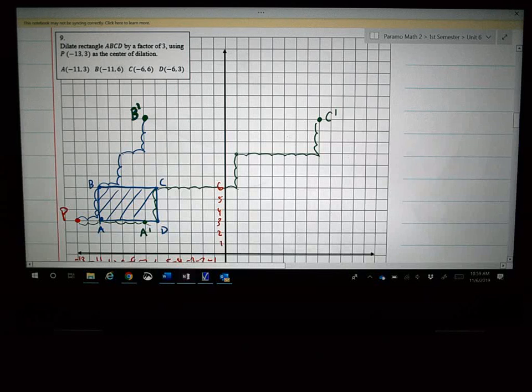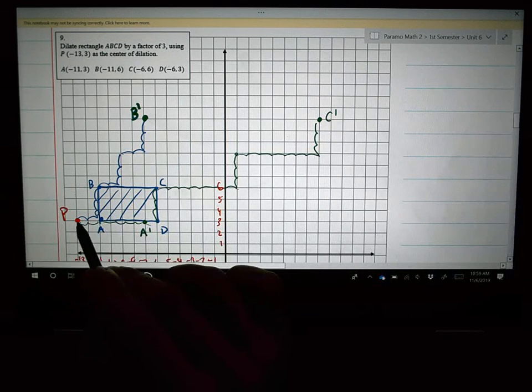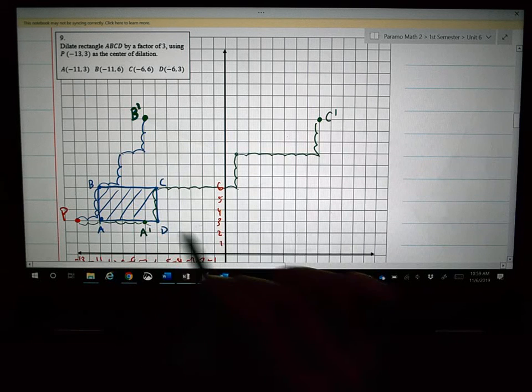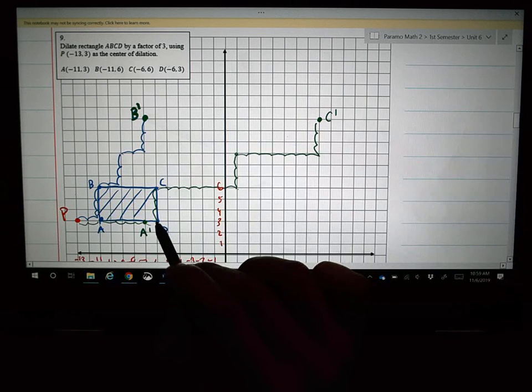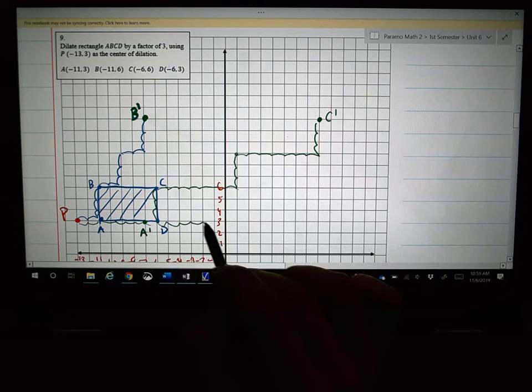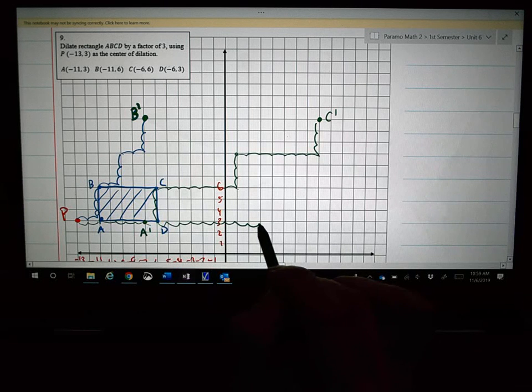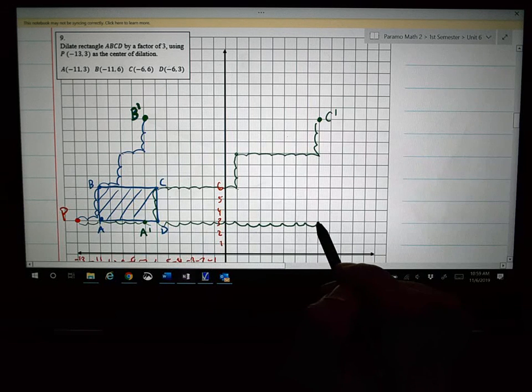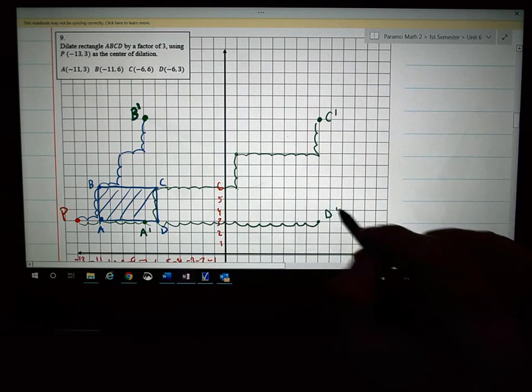You're just taking the horizontal and vertical distances and you're multiplying them by the scale factor to find out where your new coordinate is. If you know you're going to the right 7, you're going to need to do that 3 times for D. 1, 2, 3, 4, 5, 6, 7. D prime. Connect your dots.